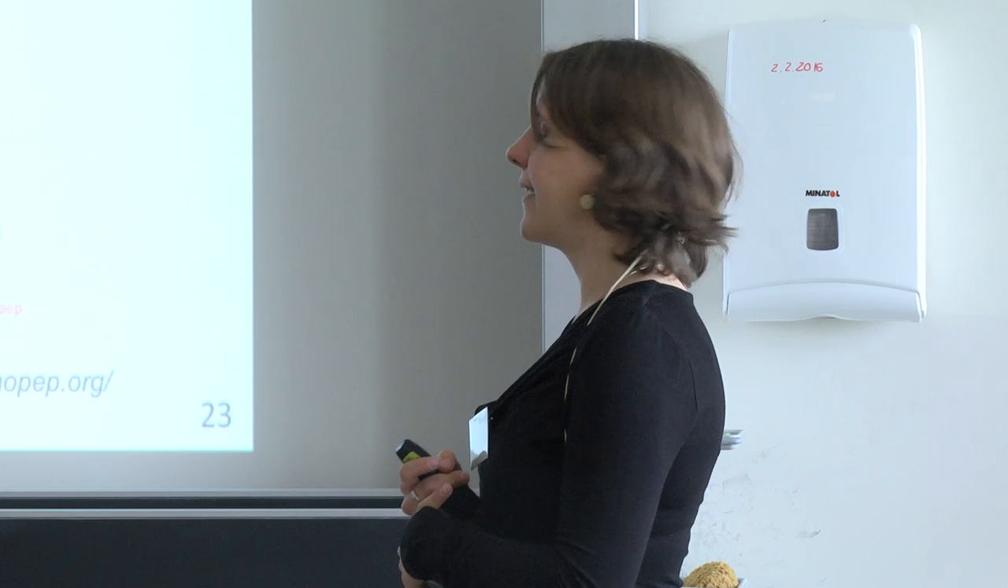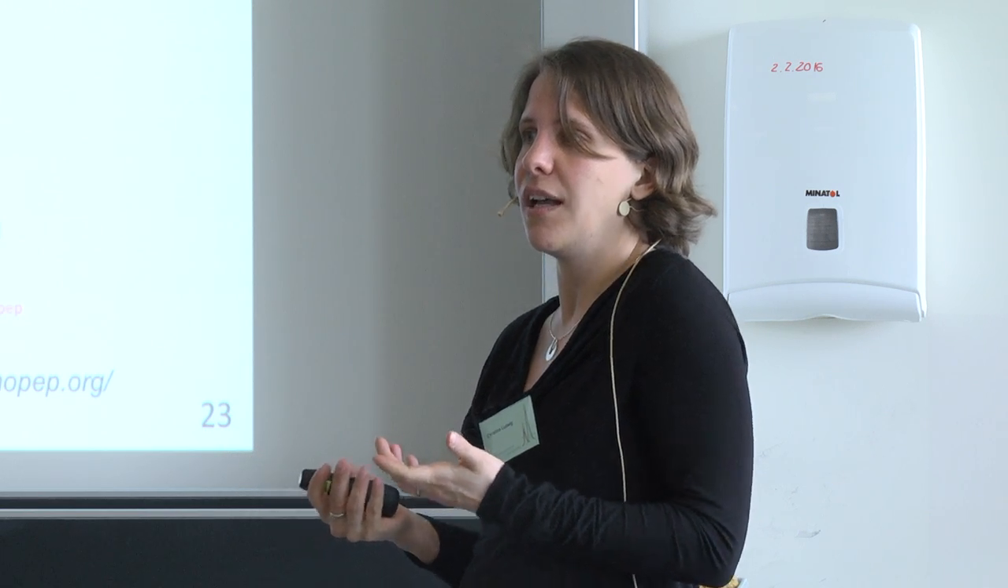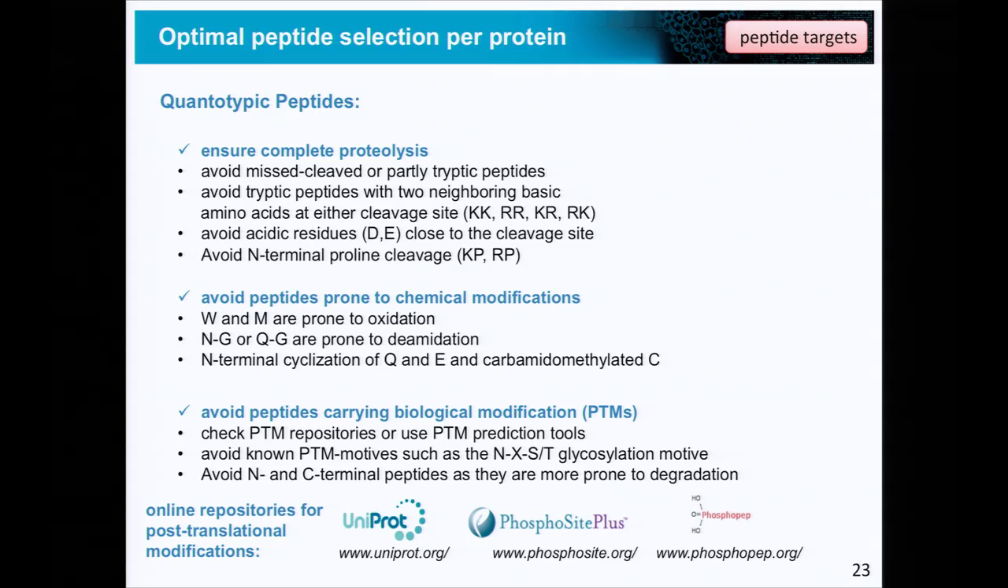The hard reality is that all of these criteria here are of course very valid, and they all help you to get better quantitative results if you fulfill them. The problem is, if you fulfill them, you very often do not end up with a single MS detectable peptide per protein. And so what people do is, in reality, they start to relax on some of those criteria to still end up with a peptide they can work with.